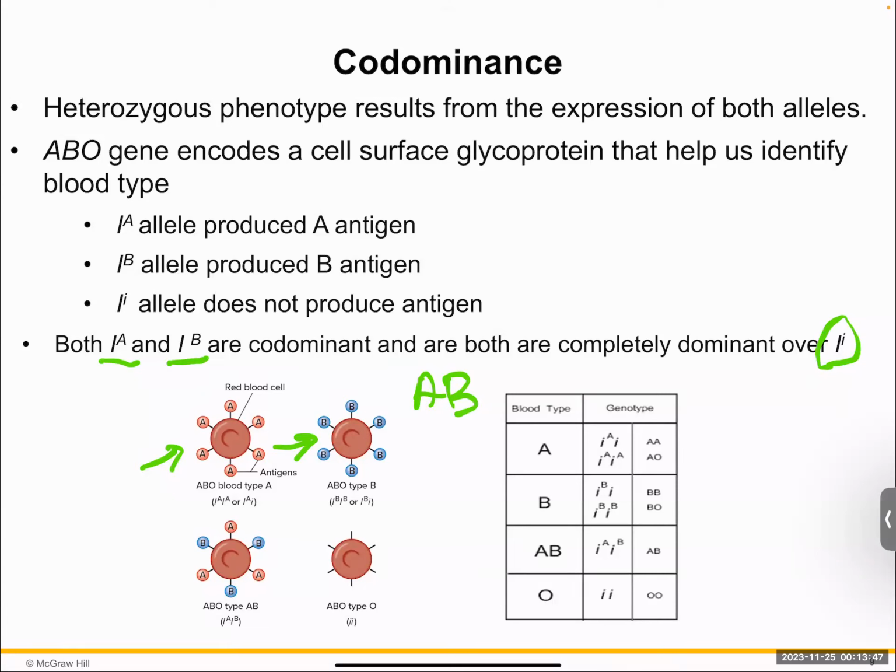So here is a depiction of the main blood types.